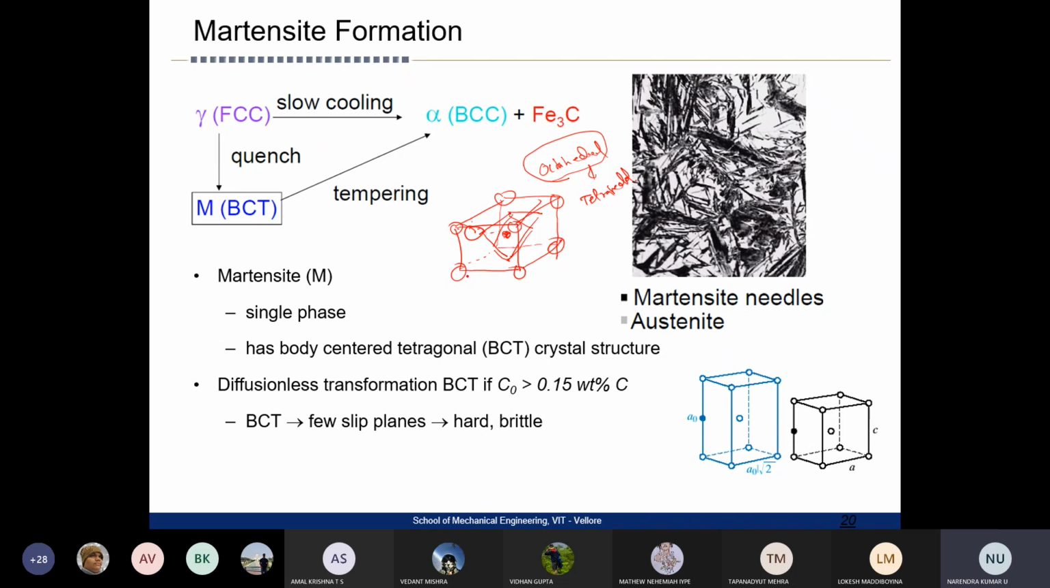But when we quench it, the carbon which is in the octahedral site has to rearrange in such a way, but it is not allowed. So what will happen is the carbon will go to this edge. Once it goes to the edge, this system gets elongated. That is what is represented here. Once it is elongated, this is a BCT crystal structure. That's the reason you have martensite, which is a needle-like structure. One more thing, BCT is more brittle than your BCC structure. It has very few slip planes. It's hard and brittle.